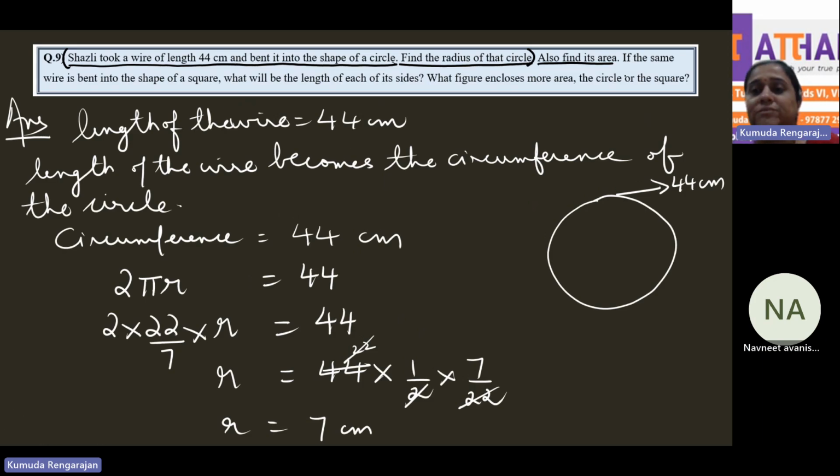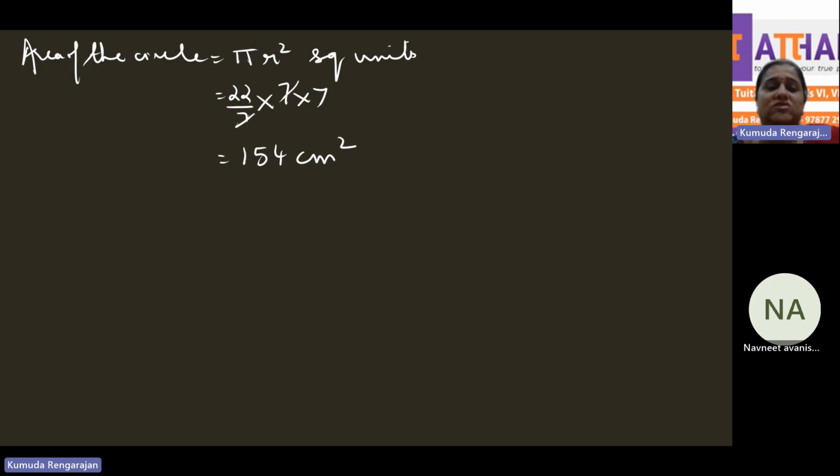If the same wire is bent into the shape of a square. Now the wire is very flexible, no? So now you undo it. That is, you turned it and gave it a circular shape. Now using the same wire, you are shaping it in the form of a square. What will be the length of each of its sides is the question. So the same wire, what is the length of the wire? 44 centimeters. That one you're giving the shape of a square.